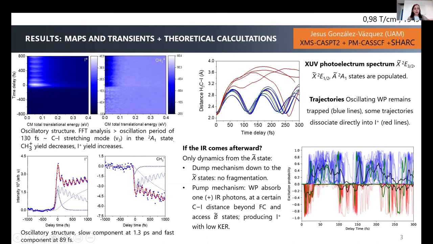So what happens when the infrared comes afterwards? Well, in principle, we could have dynamics from the ground state, but it's very bound, so we would need several photons to reach any photodissociation pathway, so we discard this mechanism. And then from the first excited state, basically we can have a down mechanism to the ground state, which leads to no fragmentation. On the other hand, we can have a pump mechanism. In this pump mechanism, the wave packet, propagating outwards from the Franck-Condon region, can absorb one or multiple photons, and this would lead to the generation of iodine plus, because we are accessing the B state manifold, which, as I told you, correlates with different electronic states of this cofragment. And these cofragments will have low kinetic energy, as reflected by the kinetic energy release maps obtained at the experimental level.